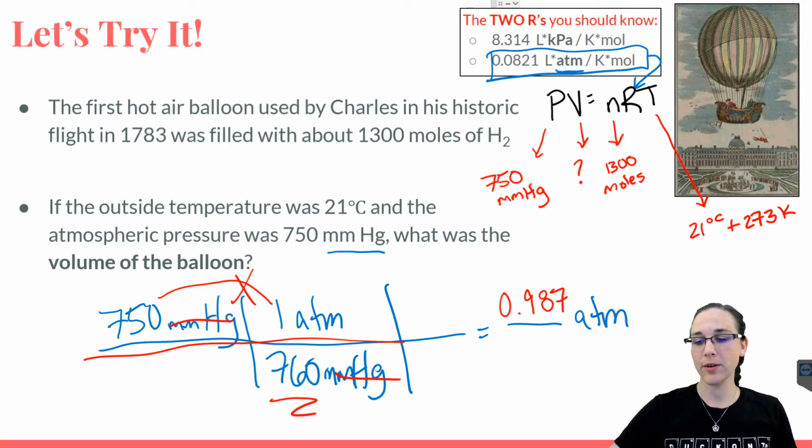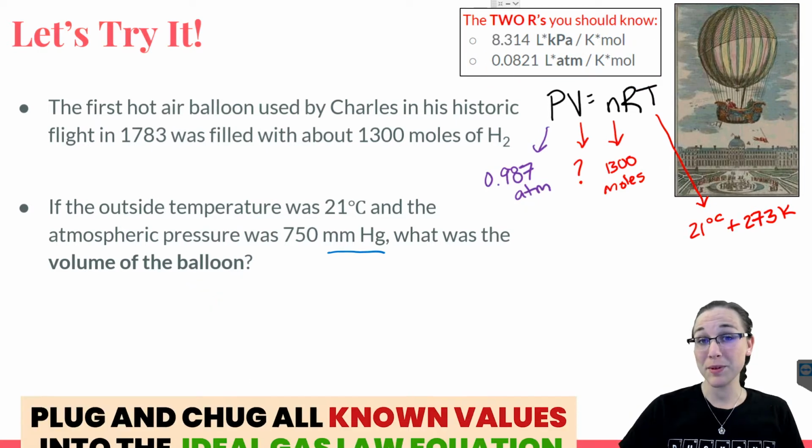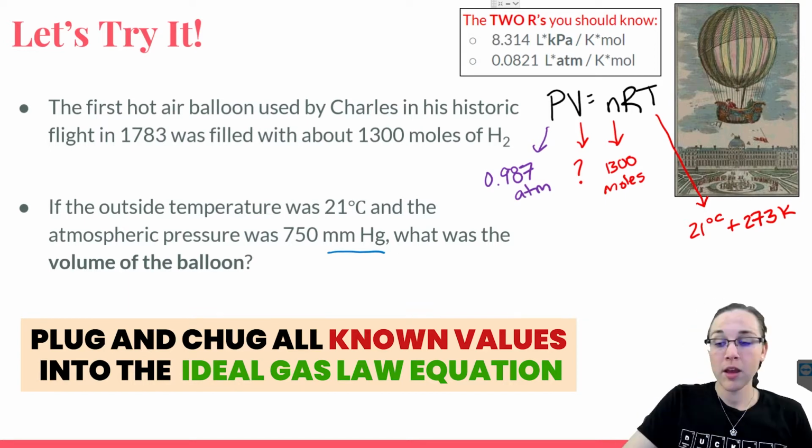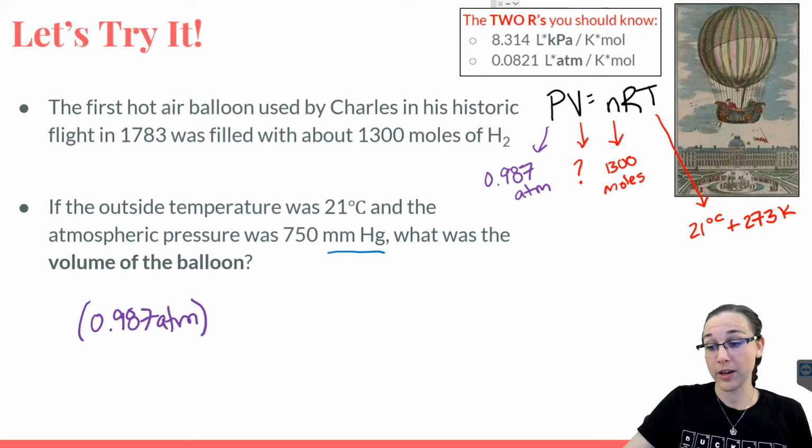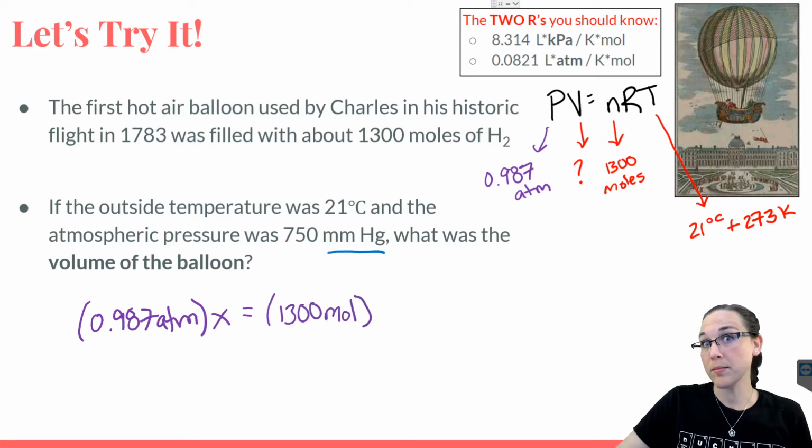That value is now going to take the place of the 750 millimeters of mercury that I would have originally used. This way, all of my units will match when I plug it into the ideal gas law. Now all we have to do is plug and chug into the ideal gas law equation. My pressure is the 0.987 atmospheres that we just converted from the millimeters of mercury. My V is my x variable, what I'm trying to solve for. And we're setting that equal to the moles of the gas present, which is 1,300 moles of hydrogen gas. We're going to multiply that by the R value that matches our pressure value.